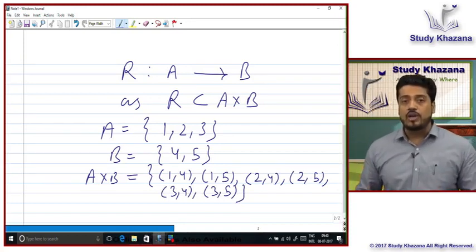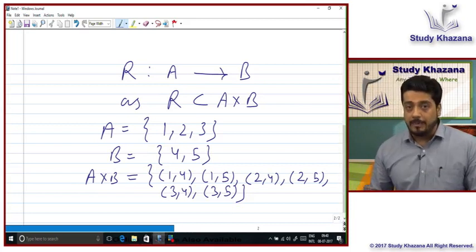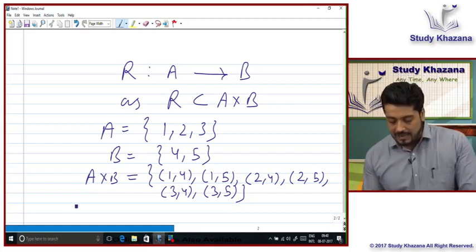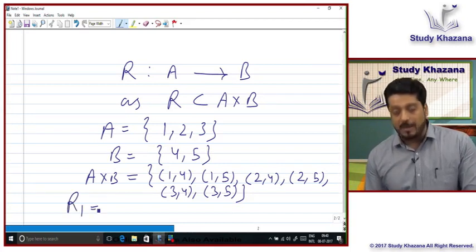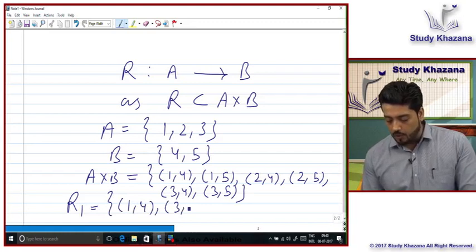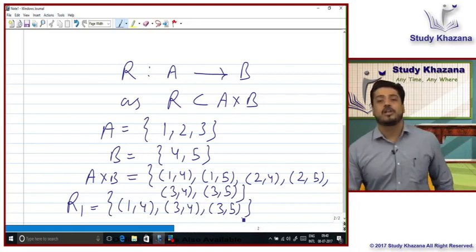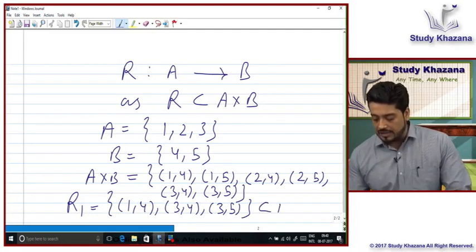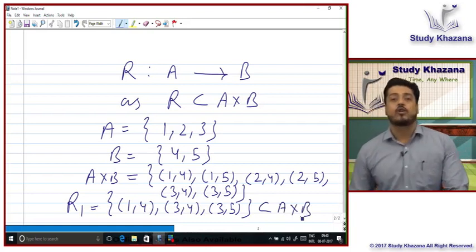Now if I want to define a relation from A to B, I have to choose elements among these elements only. That is, suppose I define a relation denoted by R1 as {(1, 4), (3, 4), (3, 5)}. Now this is a relation. This is a relation from A to B. Why? Because this R1 is ultimately a subset of A cross B.